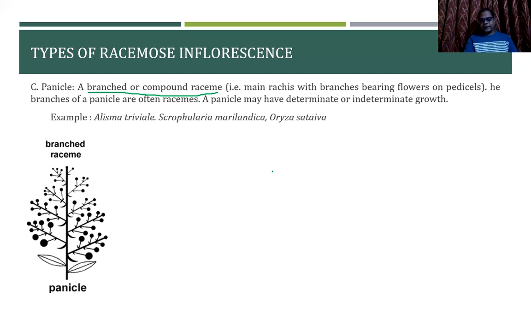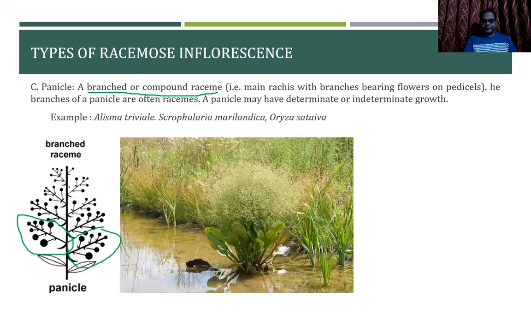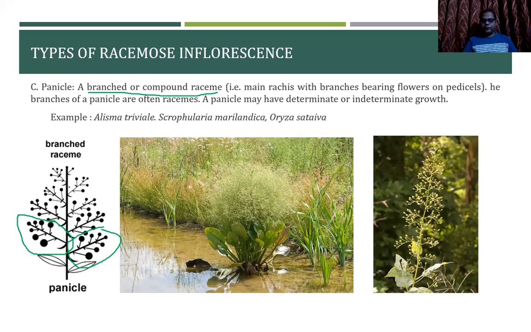It is important here to understand that the bracts are there only at this particular end, and then we have got smaller bracts. If we call this one raceme, and we have this as another raceme, then when these raceme inflorescences are arranged in a raceme kind of inflorescence, it can be called the compound raceme or branched raceme. You can see this in the case of Alisma, and in Sclerophylla maryland.